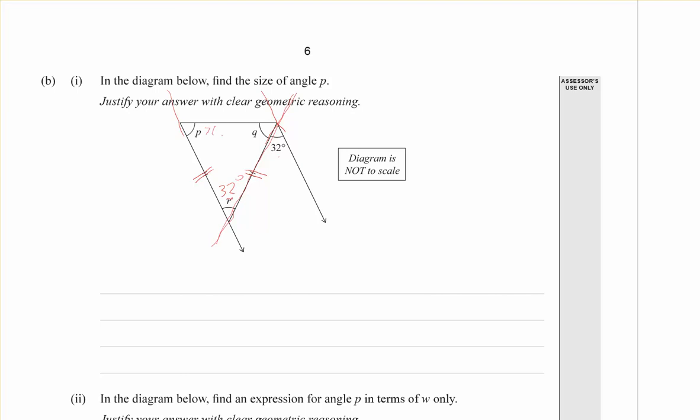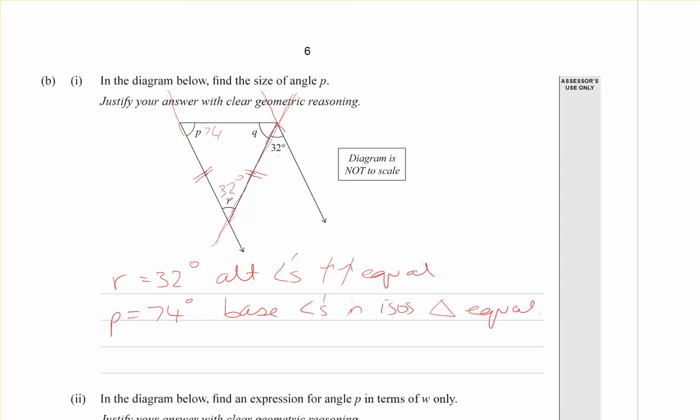Each one will be 74 degrees, so now we've got to prove it. So we started by finding R equals 32 degrees, and that was alternate angles on parallel lines are equal. And once I did that, we were looking for P, so P is 74 degrees, and that was base angles in an isosceles triangle are equal.